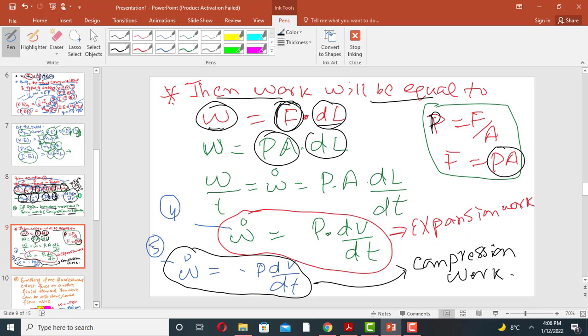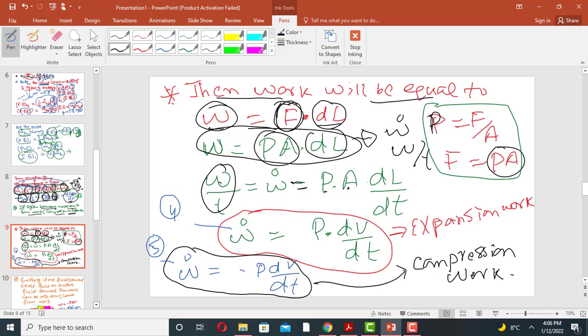Now we will derive the work on the basis of work rate. Work rate is nothing but work per unit time. Now divide this equation on both sides by time. So W divided by time is the work rate, which is energy per unit time, equal to P A into dl divided by dt. Here, this is the area and this is the length, so area multiplied by length.